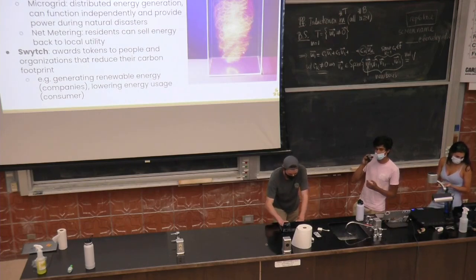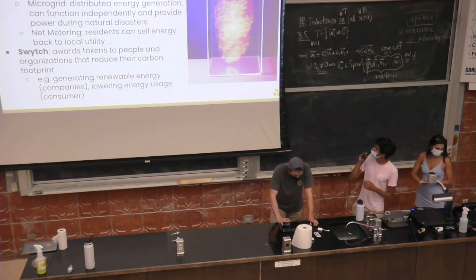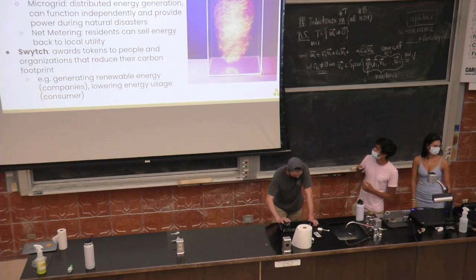Blockchain is a very convenient solution for that. It's not in practice, but people have been building proofs of concept. Also, Switch is a protocol which awards tokens to people and organizations that reduce their carbon footprint, for example, by generating renewable energy or lowering energy usage.